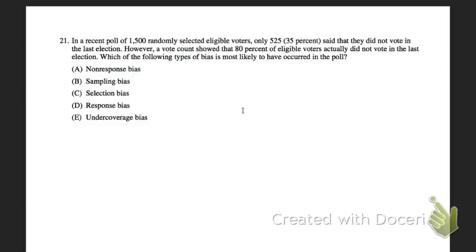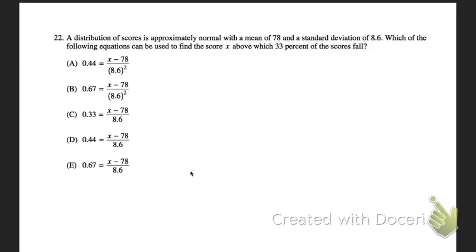Which of the following biases is most likely to have occurred in the poll? It would be non-response. Or wait, hold on. I think it's response. Well, why would it not be? I think it's a poll. Wait, what's the difference between response and non-response? You put non-response and you got it wrong.